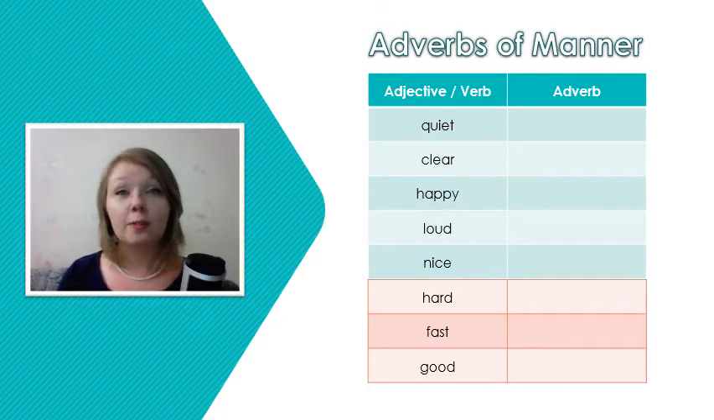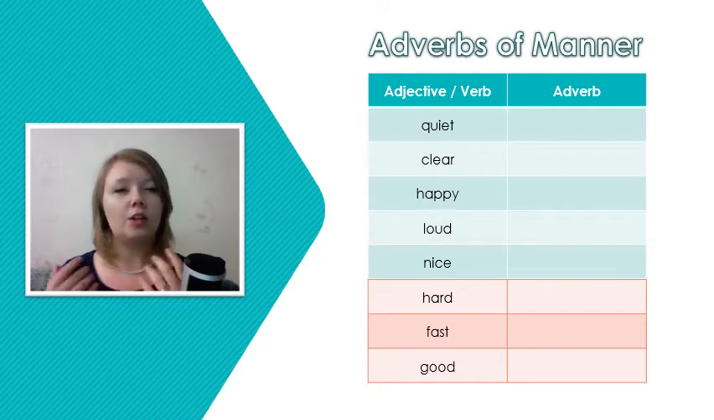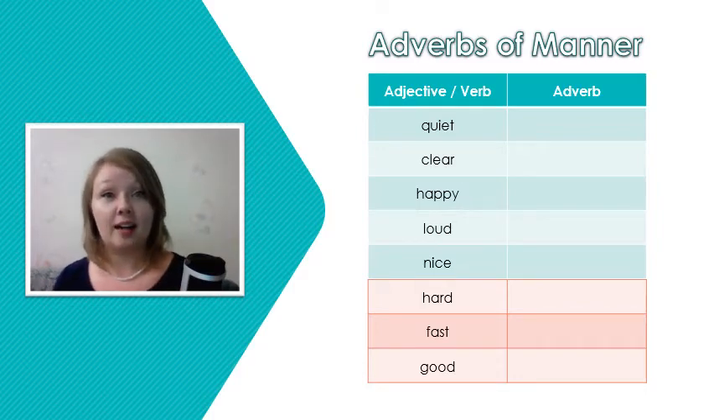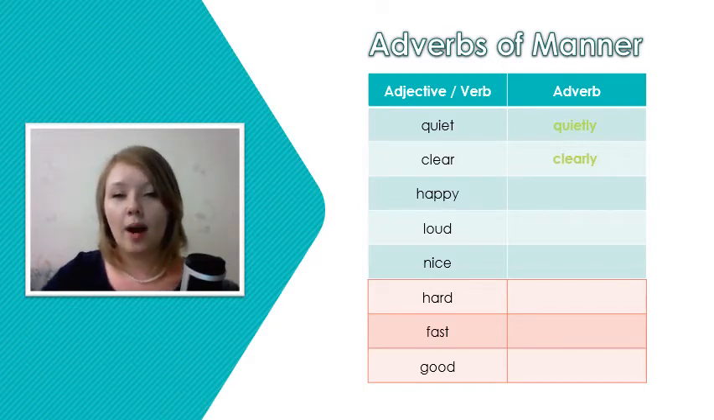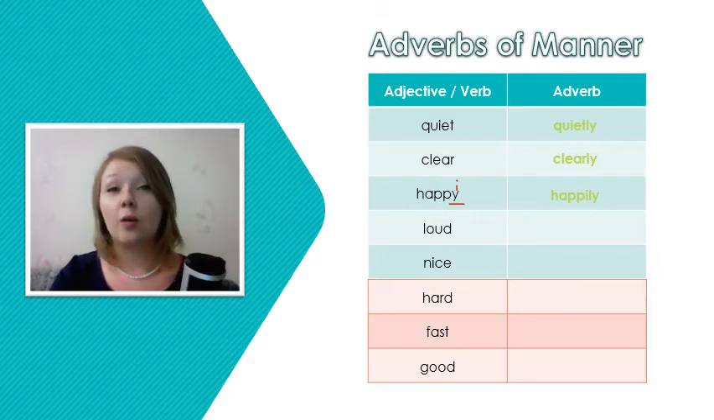Next, let's look at adverbs of manner. Remember, adverbs are words that give more information about verbs and adjectives and even other adverbs. Usually, if we want to change an adjective or a verb to an adverb, we can just add ly. For example, quiet becomes quietly. Clear becomes clearly. Happy ends in a y, so we have to change the y to an i first and then add ly. Happily. Loud becomes loudly, and nice becomes nicely.